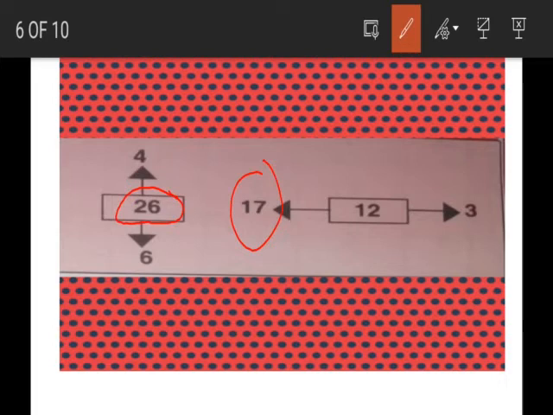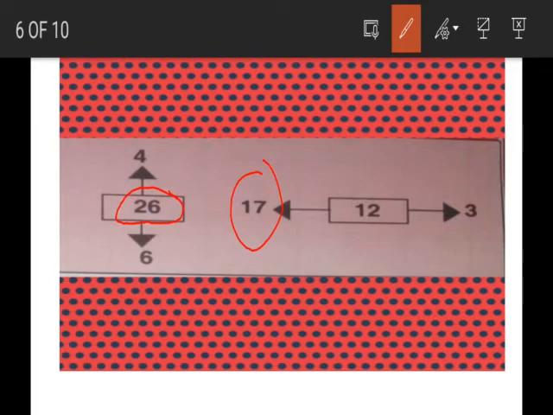Okay, let's assume 12 was not given. How can we get our 12? What we simply do is 17 minus 3. That will give us 14. Then 14 minus our imaginary number will give us 12.